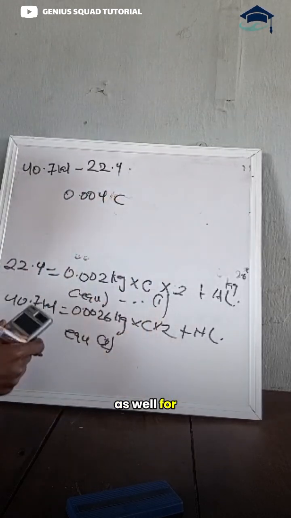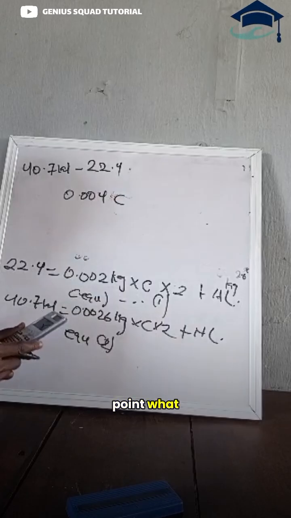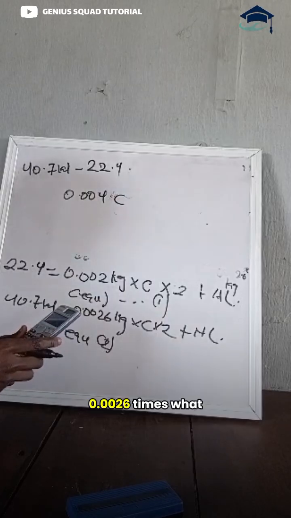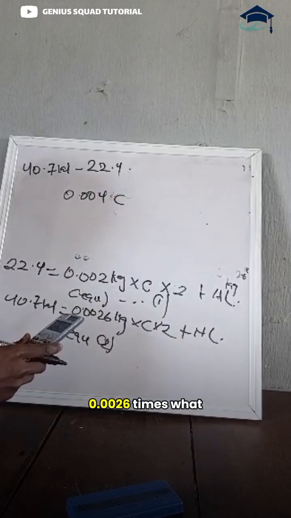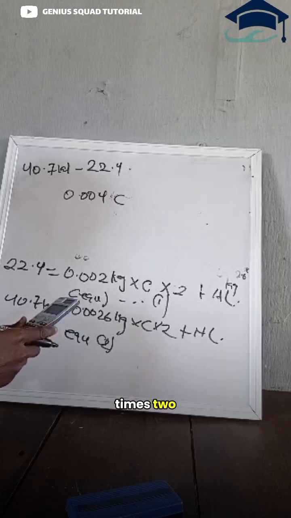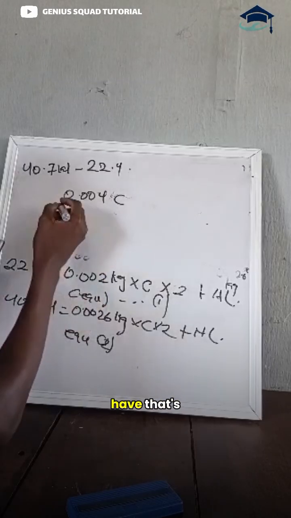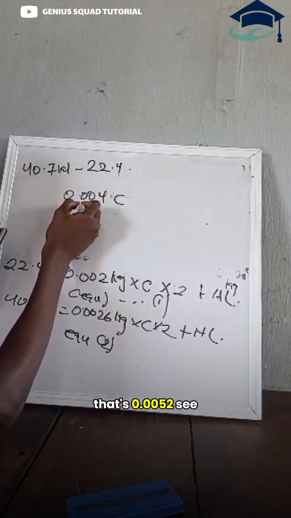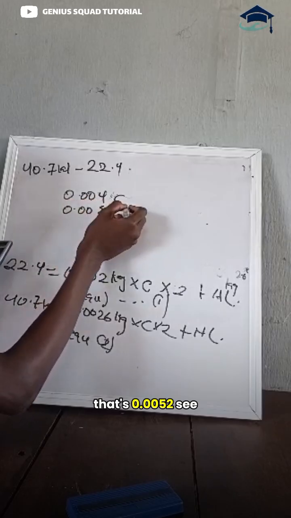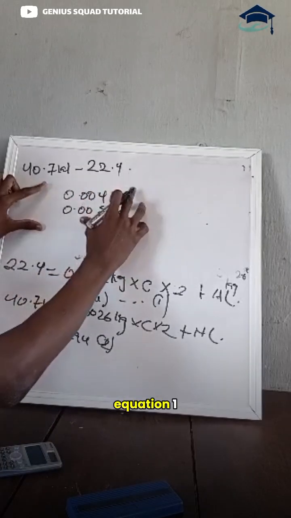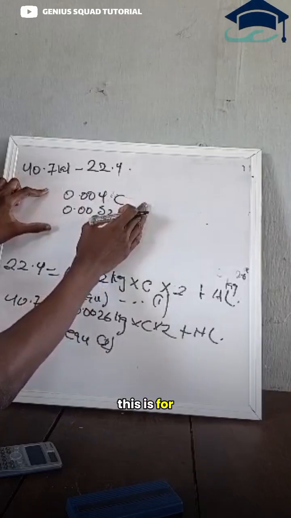Then this one as well, for the second case, we do 0.0026 times 2, then you have 0.0052 C, right? So this is for my equation 1, and this is for my equation 2.